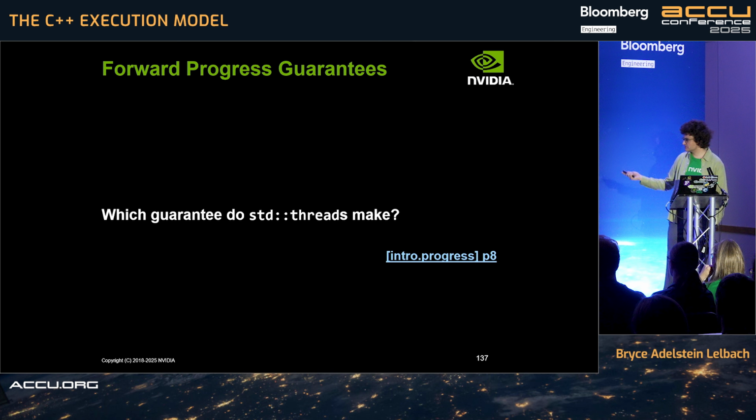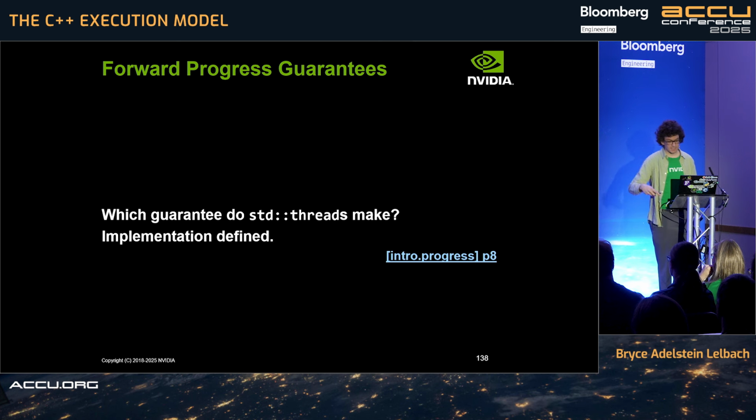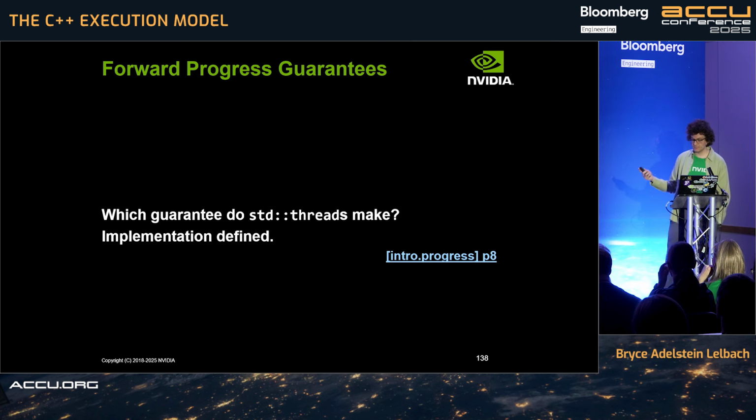And then what about std::thread? Again, it's implementation defined. So on most popular platforms with an OS, std::thread will give you concurrent forward progress. And on embedded platforms and platforms that have no threads, it may be weaker. And again, the standard says that implementations should provide concurrent forward progress for std::thread and std::jthread.